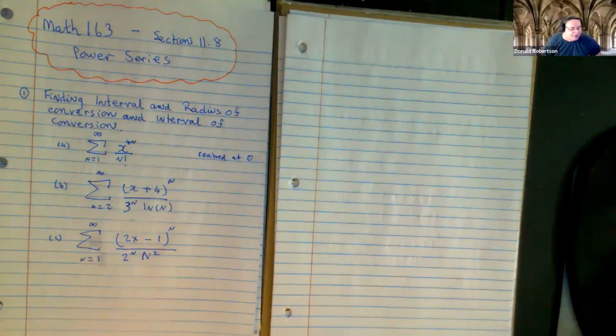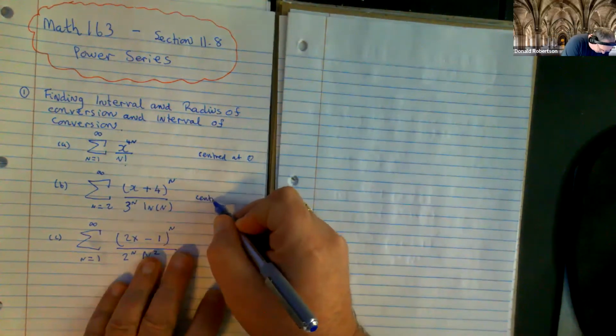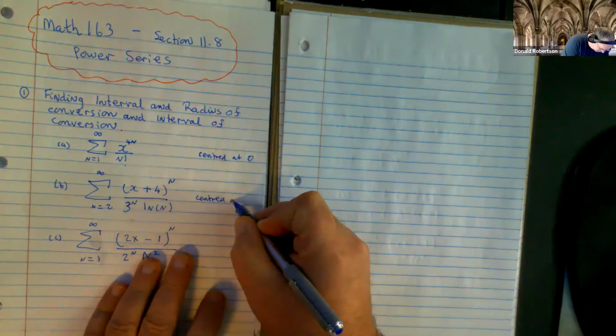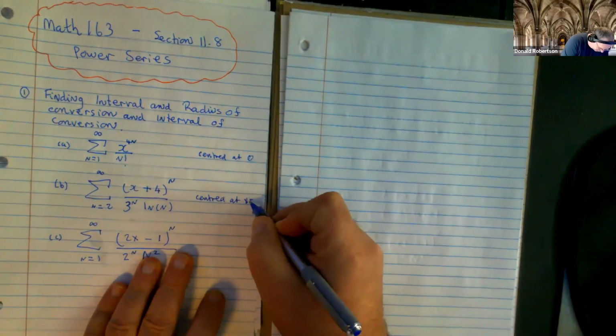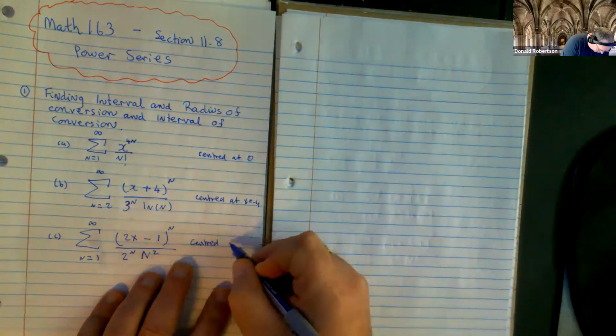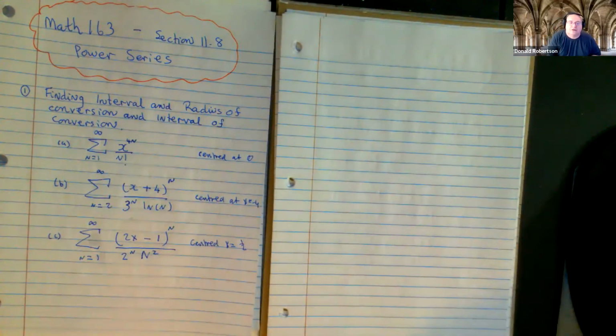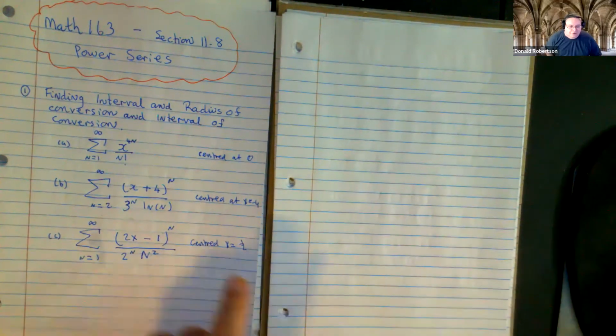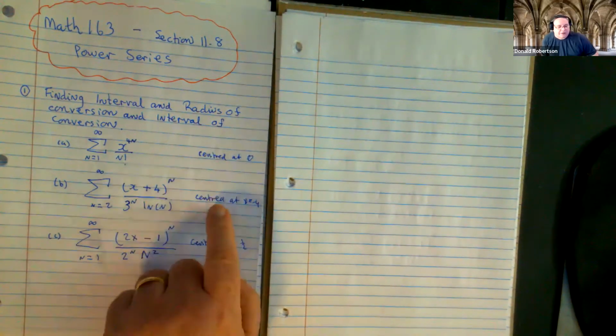I remember mentioning that. This one is centered at x equals -4. And this one here is actually not centered at 1. It's actually going to be centered at 1/2. So these two here are examples of what are called Taylor series. If it's centered at 0, it's Maclaurin. If it's centered at some other number, then it's called Taylor series.